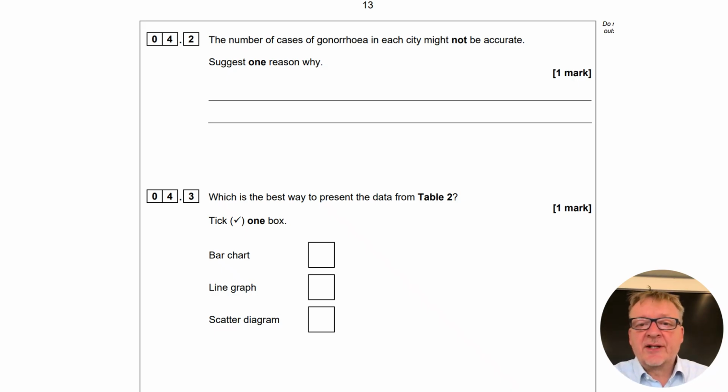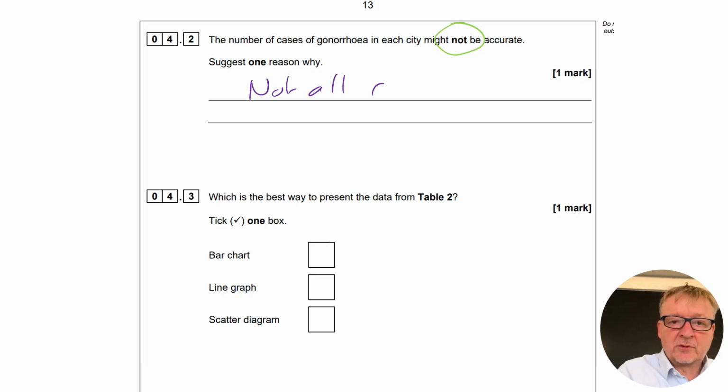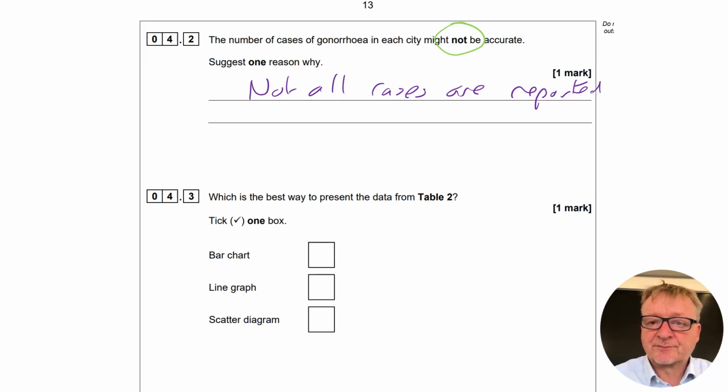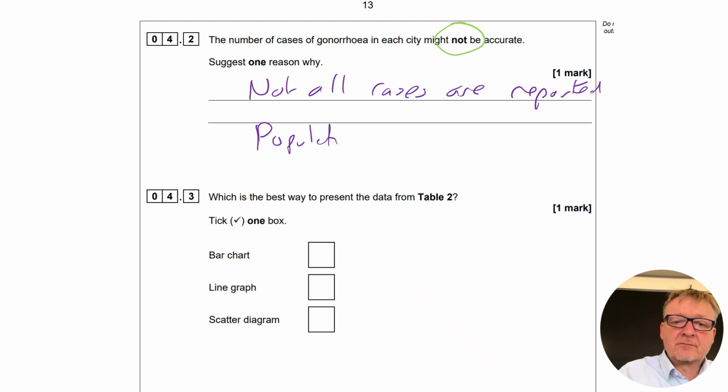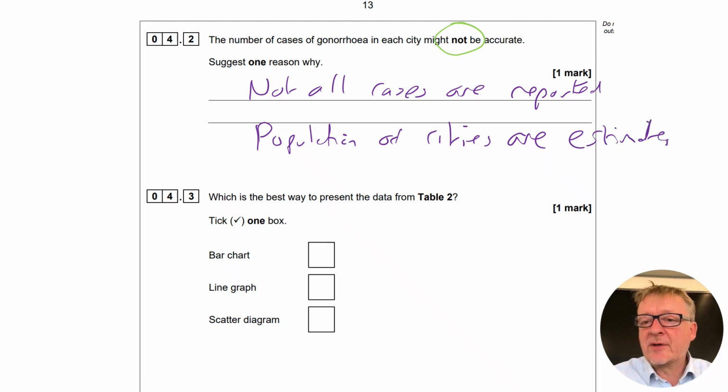The number of cases of gonorrhea in each city might not be accurate. Okay, so it might not be accurate. Let's do some purple. Not all cases are reported. Okay, so somebody might get treated for gonorrhea and they might not get reported. So therefore the numbers are going to be lower. Populations of cities are estimates. Okay, you don't exactly know how many people are living in Manchester or Preston or wherever it may well be. You don't really know.